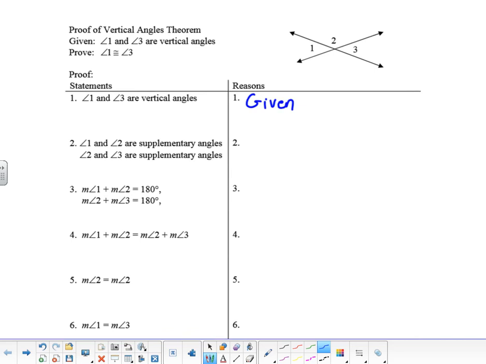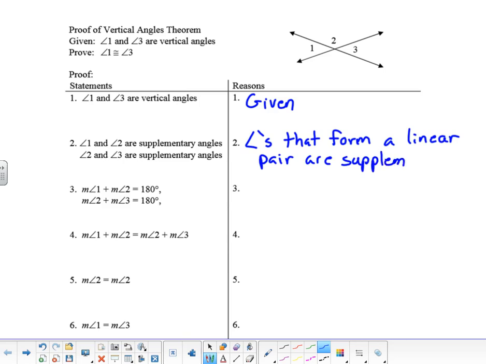Now, angle 1 and angle 2 are supplementary angles. If we look up here, what do angles 1 and 2 form? Well, they form a linear pair on this line. So angle 1 and angle 2 are supplementary. Angle 2 and angle 3 are supplementary. They also form a linear pair. So the reason is angles that form a linear pair are supplementary.